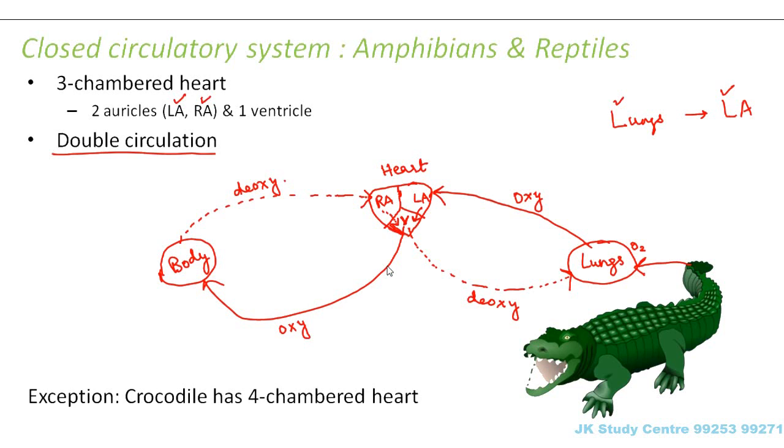Now there is one exception which has a four-chambered heart, and that is the crocodile. Crocodile is a reptile which does not have a three-chambered heart.